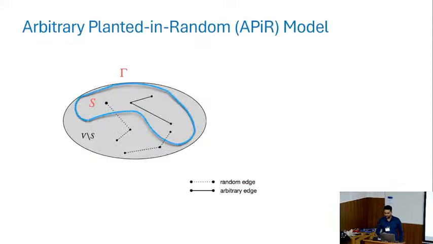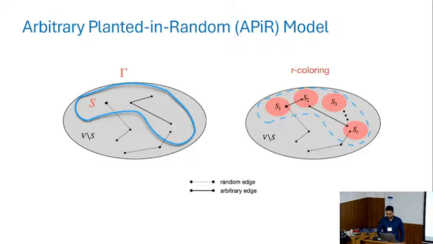So let me describe our model, which is that you have a set S of size k, where you plant some pre-specified combinatorial structure, gamma. This could be an arbitrary subgraph which satisfies this combinatorial structure property gamma. And the rest of the edges are random. For example, just to make it concrete, you could plant an R-coloring on the set of vertices S, and you could ask whether you can recover this planted R-coloring.